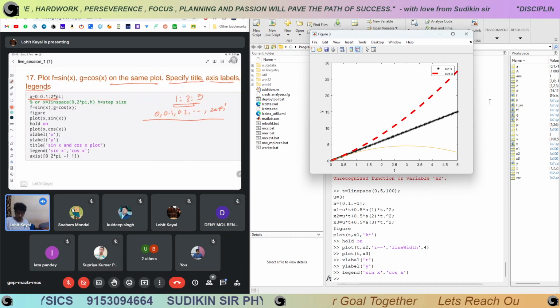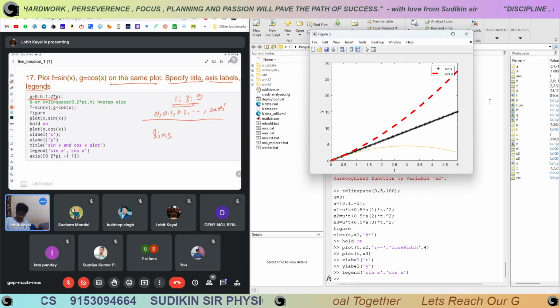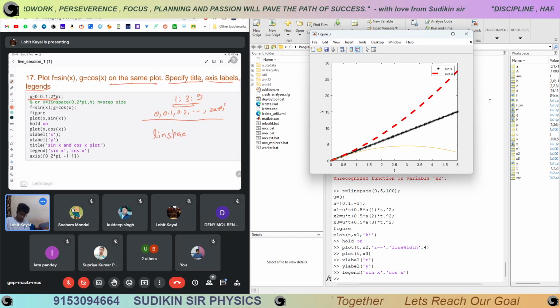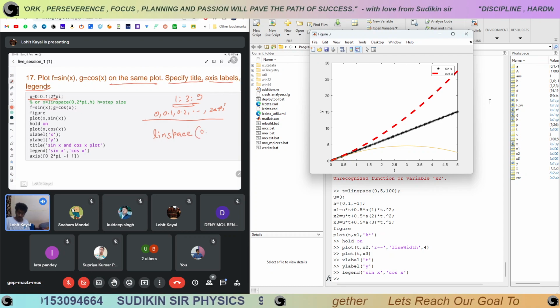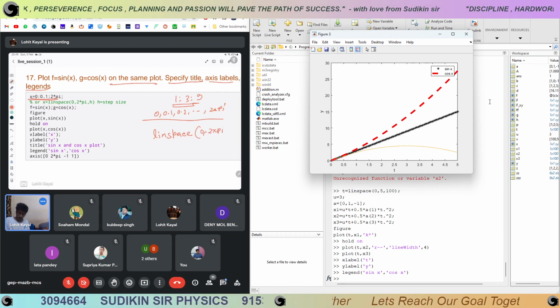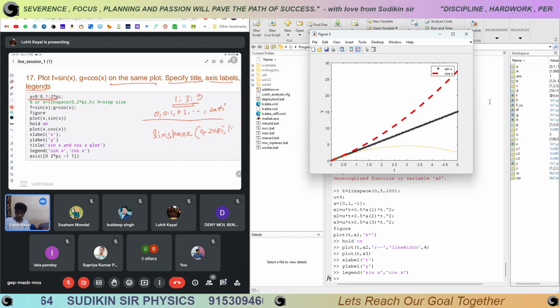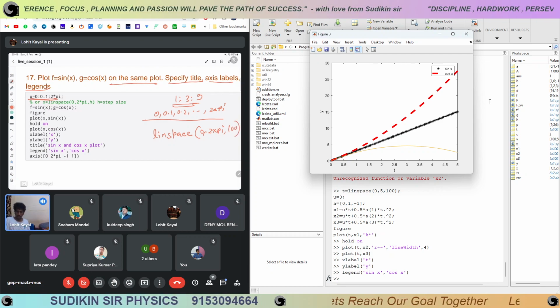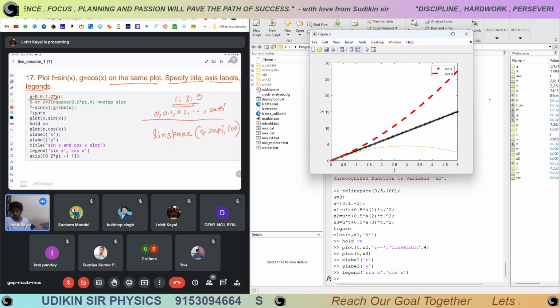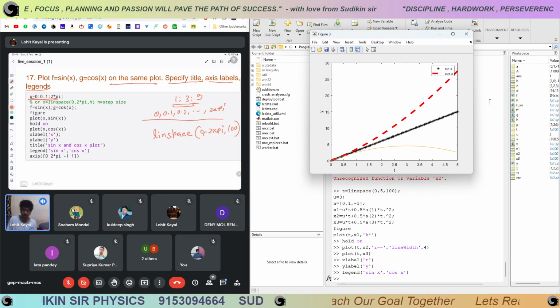Or I can use linspace, 0 comma 2 star pi comma some number. Suppose 100, that means 100 spacing will be there, between 0 and 2 pi. You can use anything.